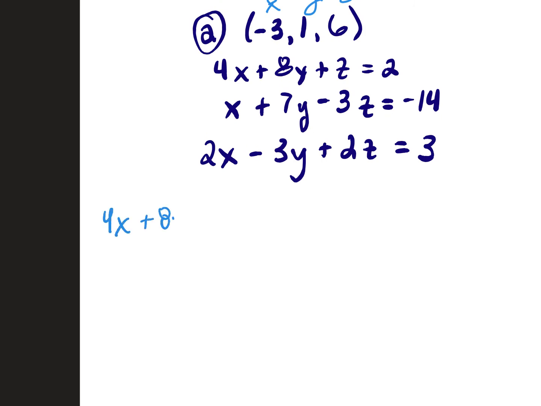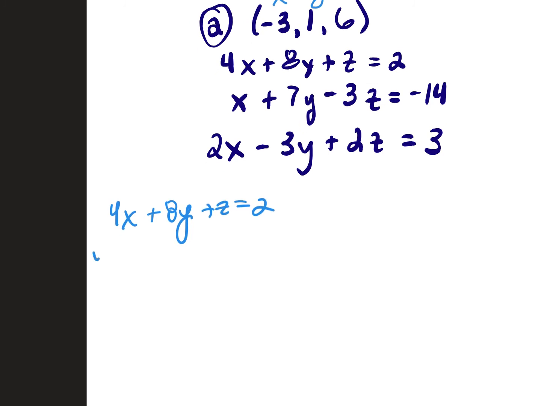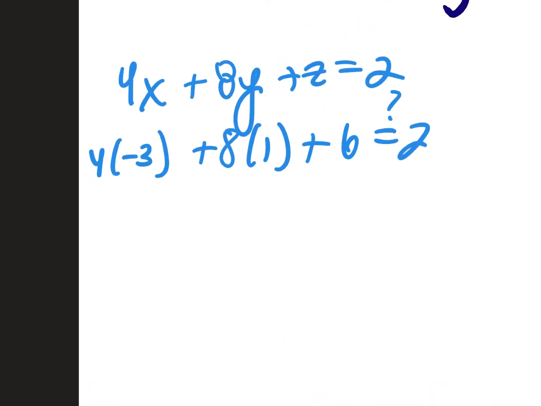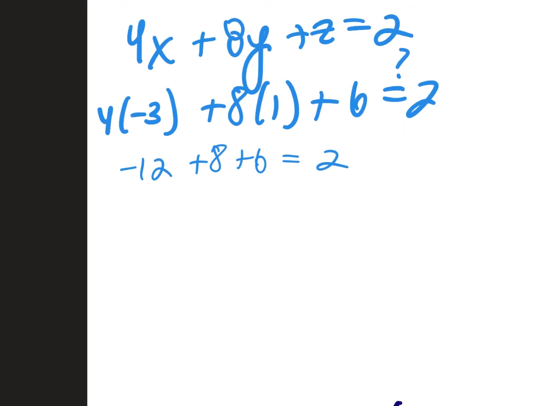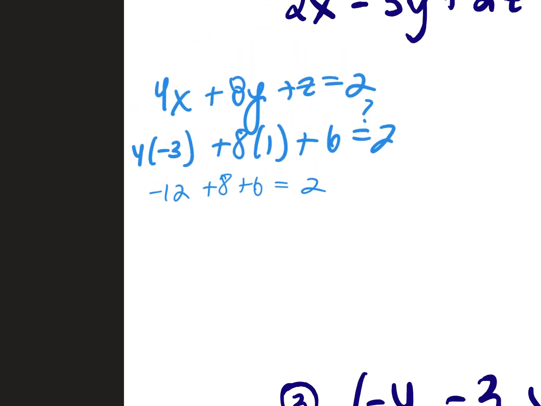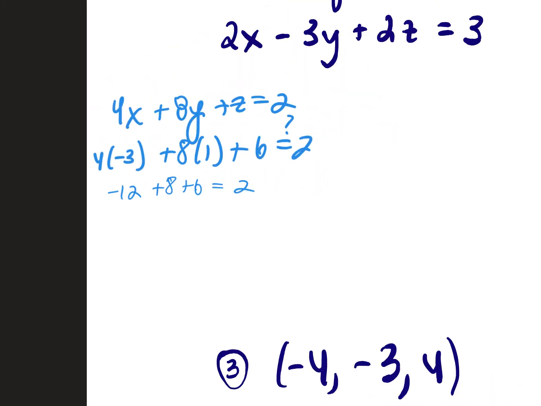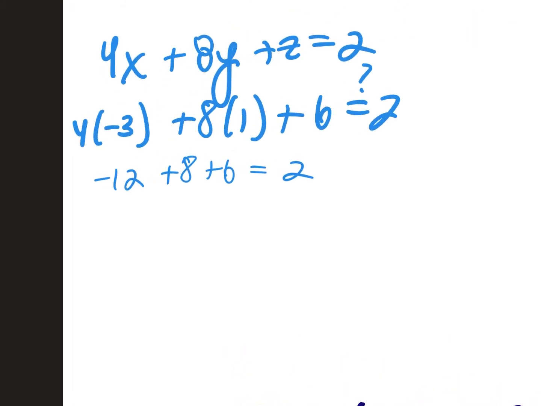4x plus 8y plus z equals 2. So I'm going to plug in negative 3. So 4 times negative 3 plus 8 times 1 plus 6. Does that equal 2? What's 4 times negative 3? Negative 12. Negative 12 plus 8 plus 6. Does that equal 2? What's negative 12 plus 8? All right, so negative 12 plus 8 is what? Oh, that's negative 4.